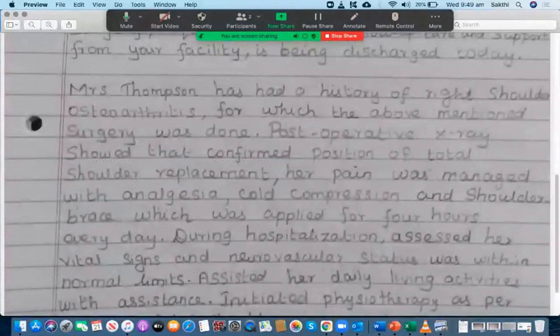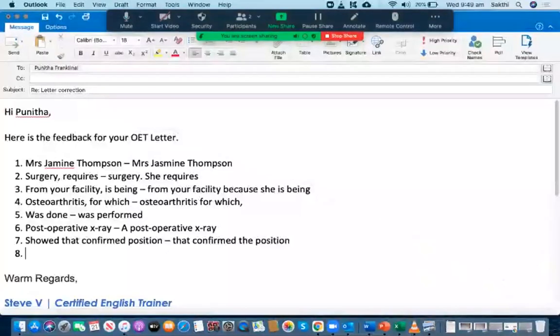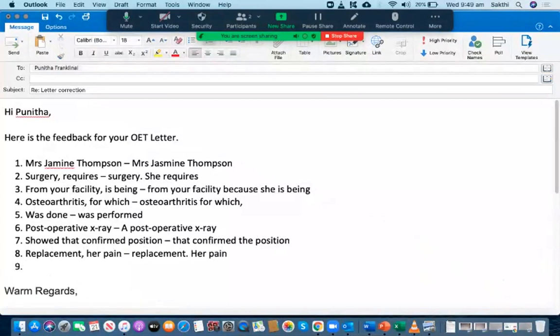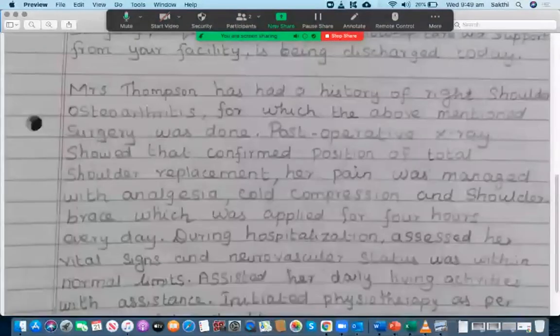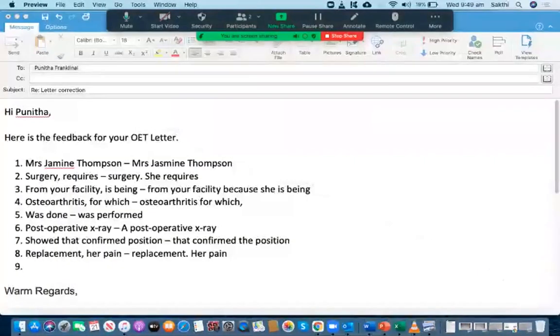You have to start a new sentence. Unfortunately, replacement, comma, her pain. So you should have written replacement, put a full stop, and then started a new sentence starting with her pain. Her pain was managed with analgesia, cold compression, and shoulder brace, which was applied for 4 hours every day. Okay, that's good.